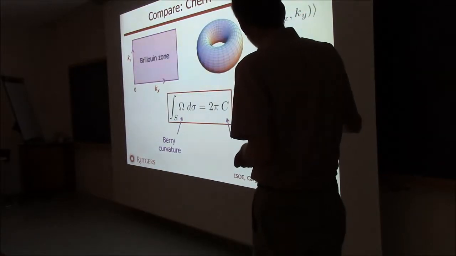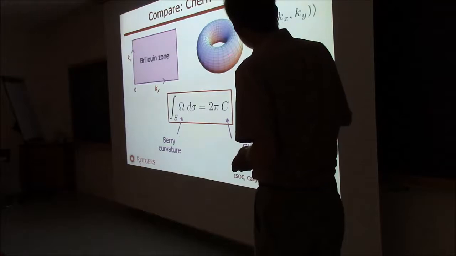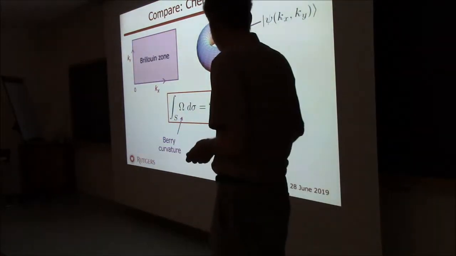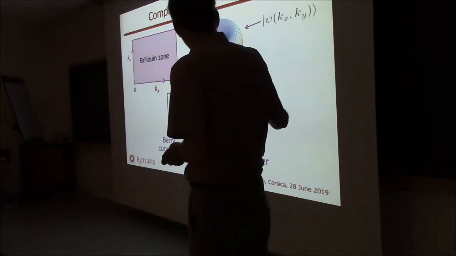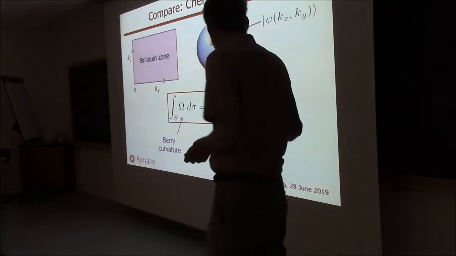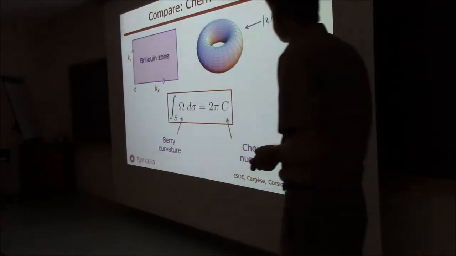But we have a Bloch function of some band. Let's say the first band of an insulator. The Bloch function is defined everywhere on this manifold. And we're going to define something called a Berry curvature that has the property that if I integrate this Berry curvature over the closed manifold, I get 2 pi times an integer, and that integer is called the Chern number.